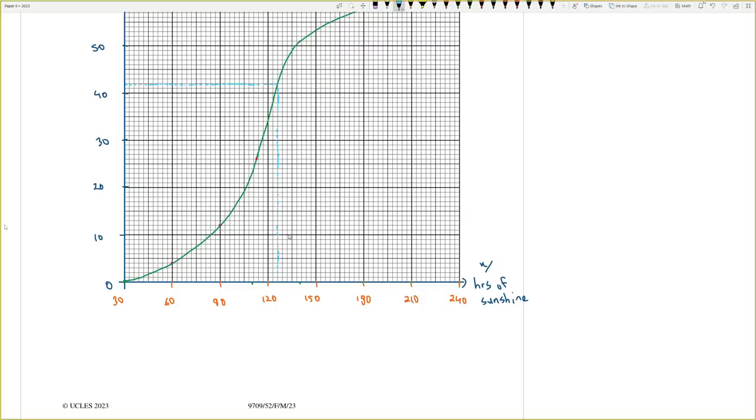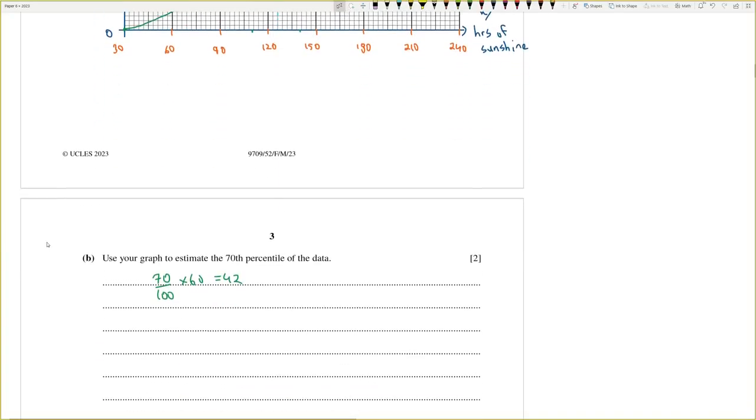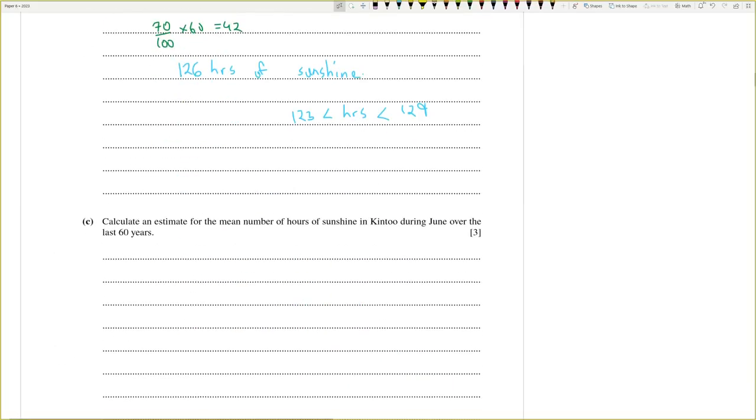30 by 10 is 3. Each box represents 3 hours of sunshine. So we are actually at 126. Okay. So 126 is the perfect answer, which I got perfectly. This is the mark scheme answer. The range was 123 hours to 129 hours. Okay. But I got the perfect answer. So my graph is alright.